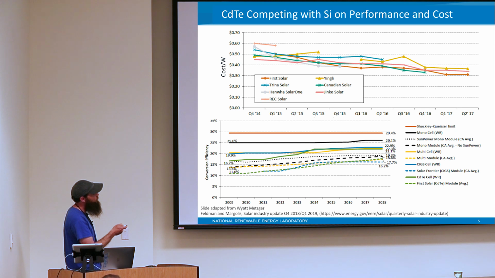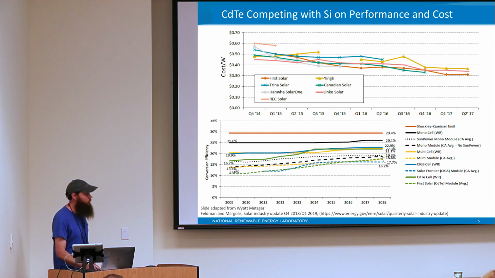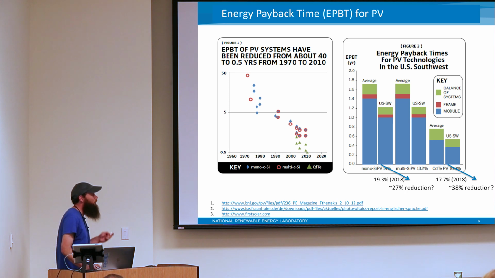So here's one other way of looking at it. The cost of First Solar, which is a CadTel company, is actually lower than silicon. The efficiencies of average modules are now just starting to pass multi-crystalline silicon, and they're starting to close that gap with single crystal. There are also energy payback times. If you look at energy payback times, they're generally significantly lower for thin films.